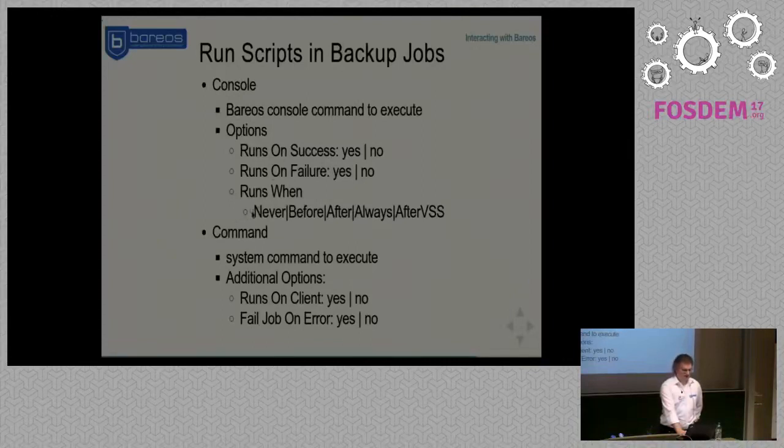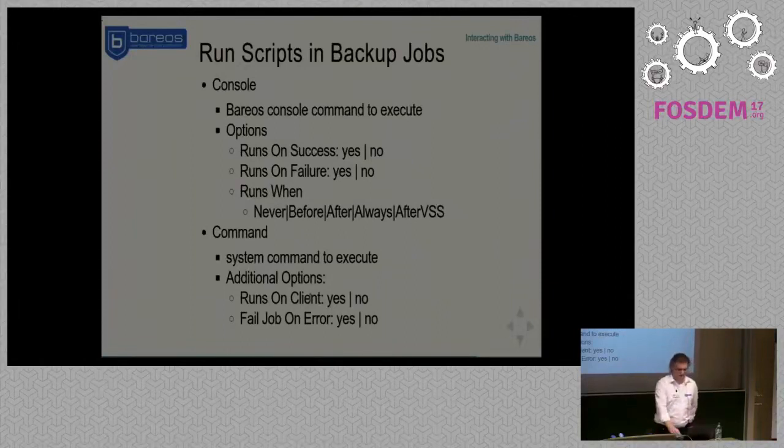I guess run on failure only works with after the job, or on Windows after VSS, something like this. You can also execute arbitrary system commands with the command run script, and then you have additional options there, whether this command should be executed on the director or on the client where the backup runs, and whether the job should fail if the system command fails.